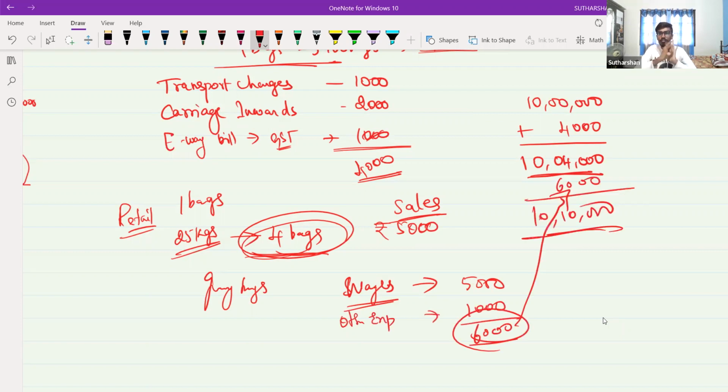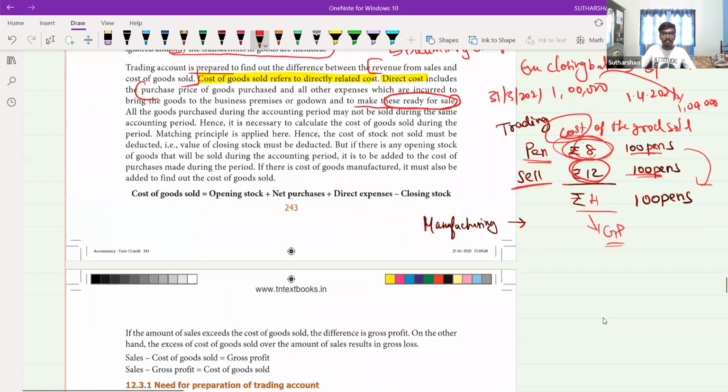And to make it ready for sale, until then it will be a direct cost. Then read the next thing.